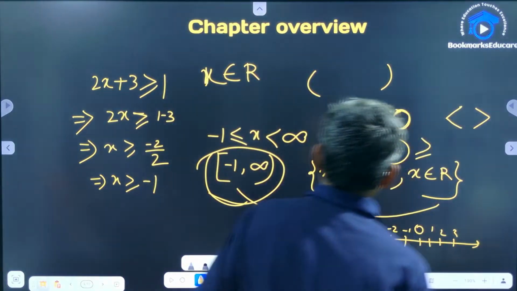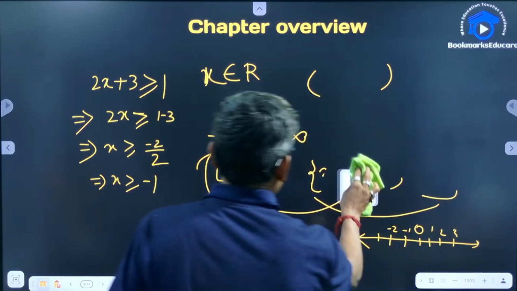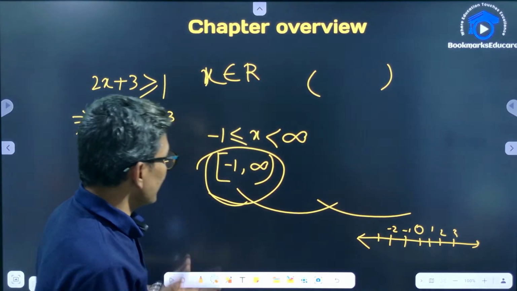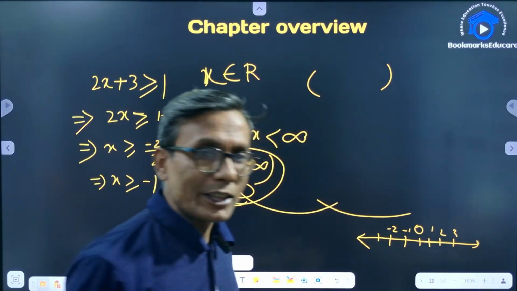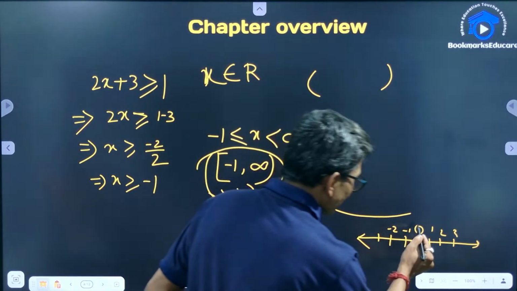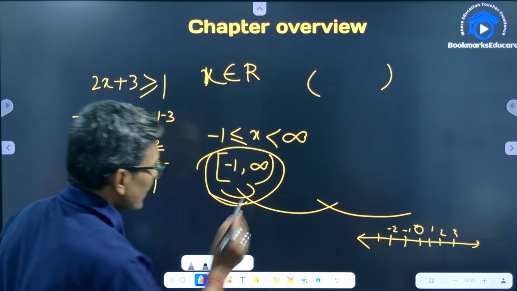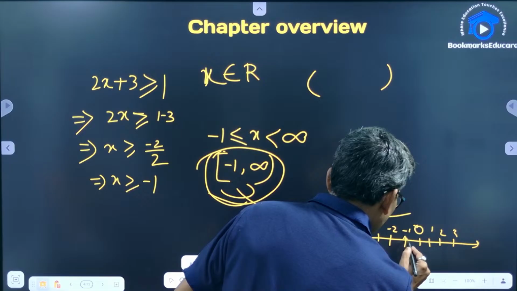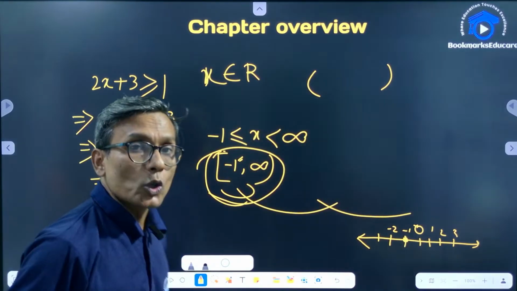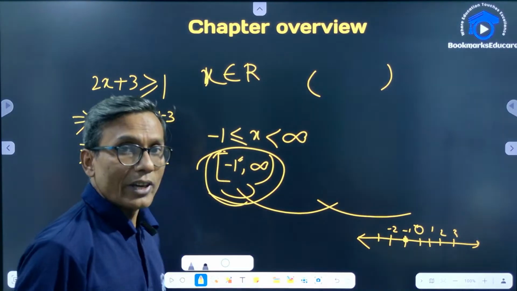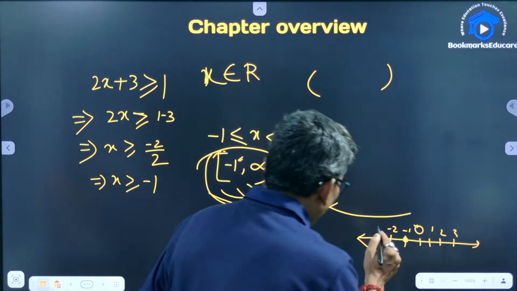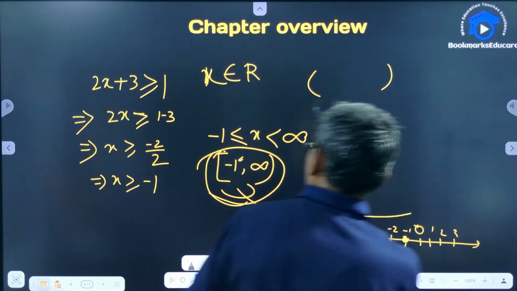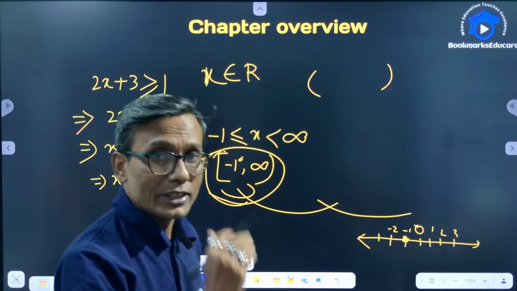So if I am asked to represent this solution on a number line, how can it be put on a number line? So look, from -1 to infinity, -1 means this is called a closed interval. Okay, so at -1 there will be a filled circle, meaning -1 is included. So a closed circle will be here, and from -1 it goes all the way to infinity.